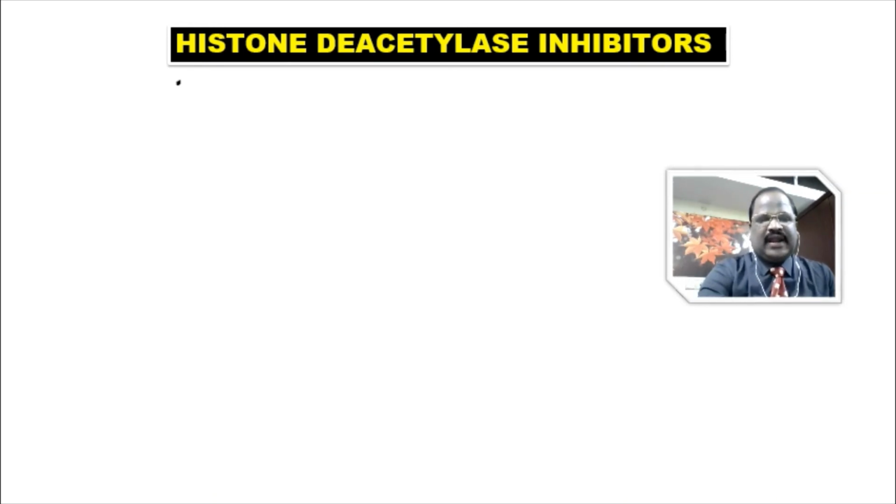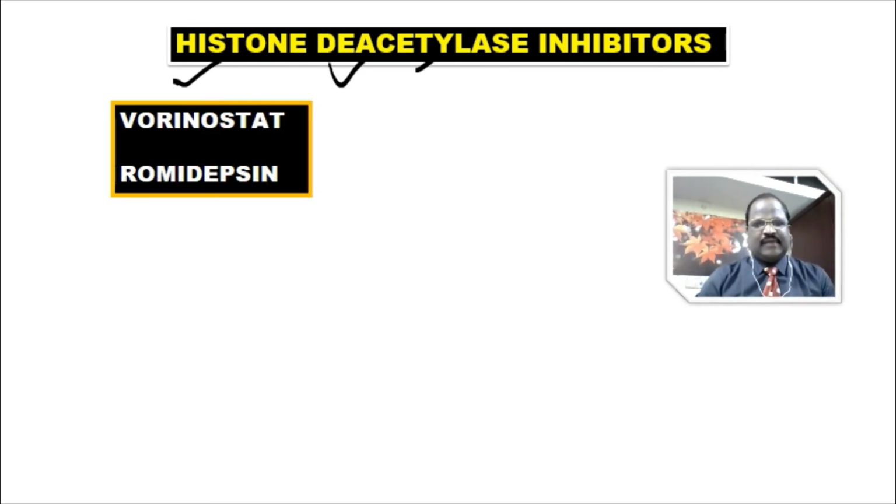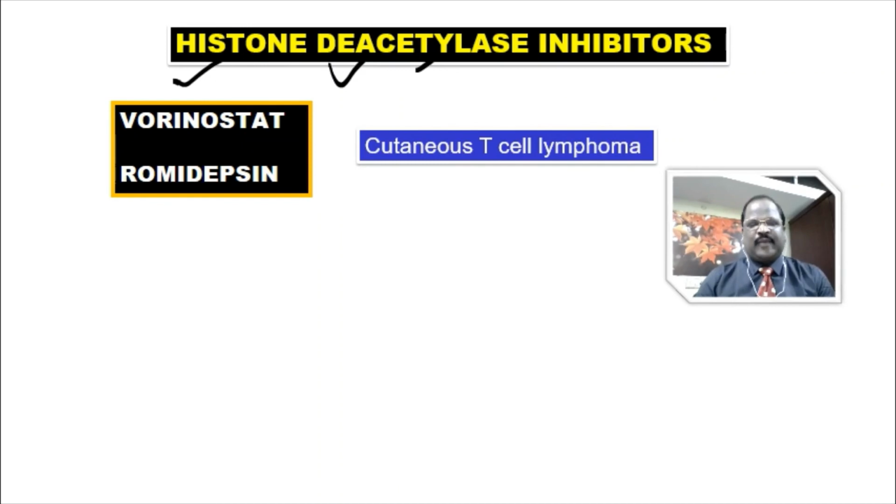Histone deacetylase, called HDAC inhibitor. The drug names are vorinostat and romidepsin. Vorinostat and romidepsin are histone deacetylase inhibitors useful for treatment of cutaneous T-cell lymphoma. Cutaneous T-cell lymphoma is also called mycosis fungoides, also called Sézary syndrome. That means find out the histone deacetylase inhibitor useful for treating cutaneous T-cell lymphoma. Think of vorinostat and romidepsin.